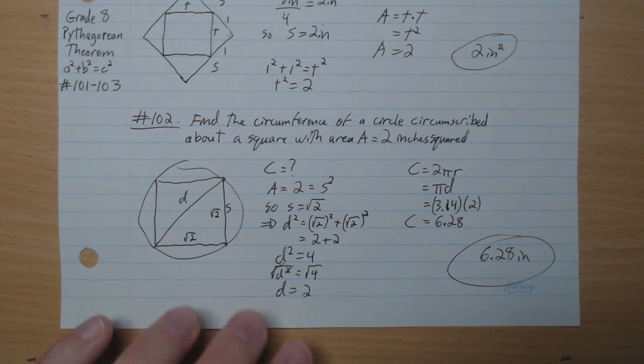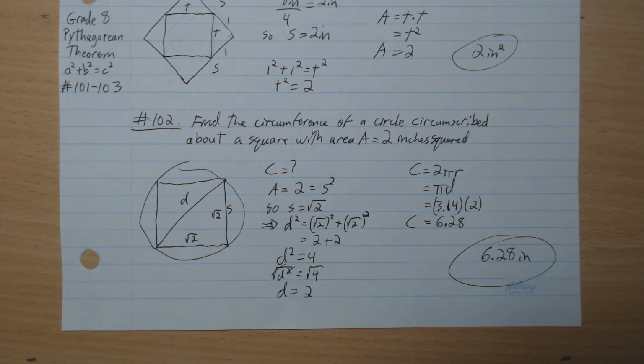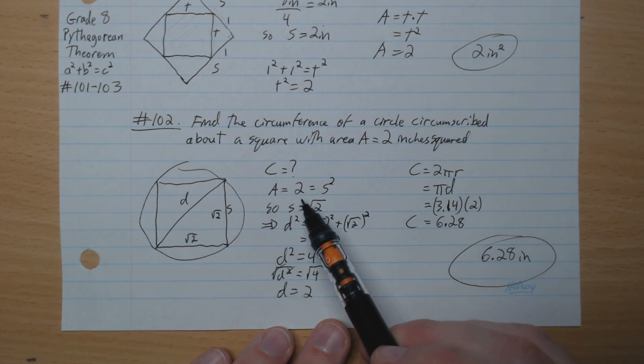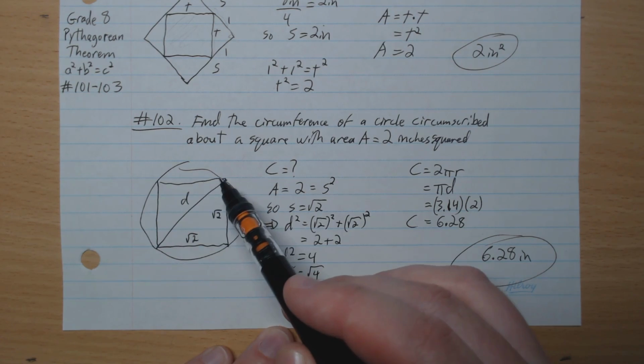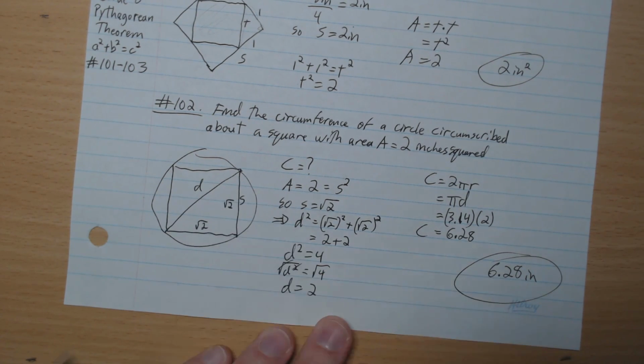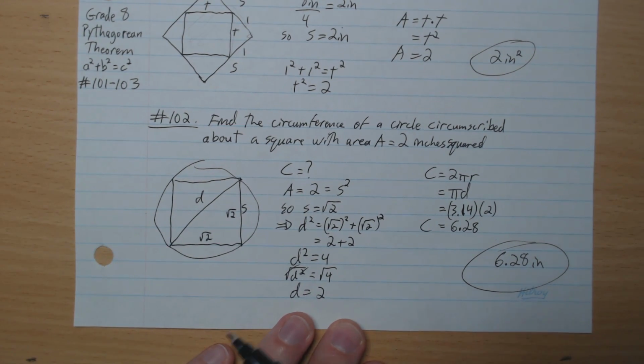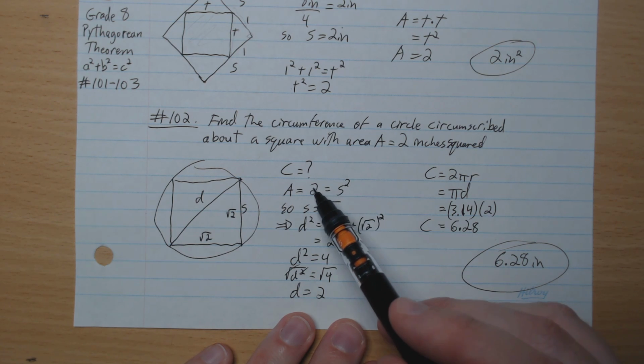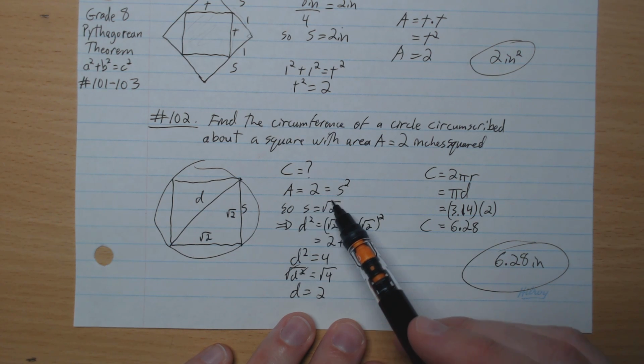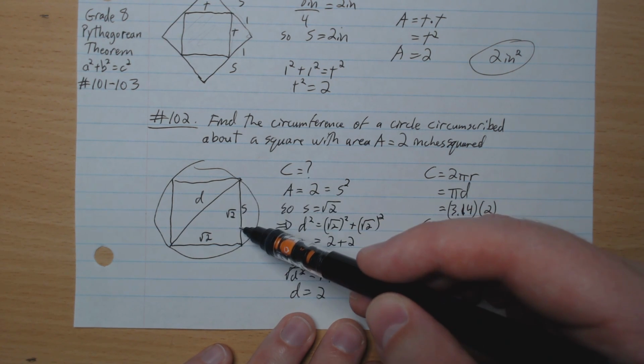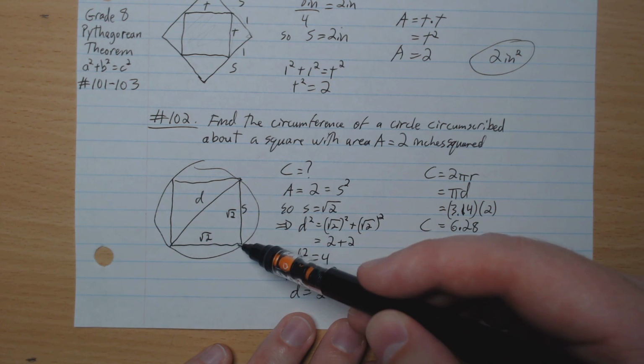Number 102. Find the circumference of a circle circumscribed about a square with area A equals 2 inches squared. So we're looking for the circumference. Now the area here is 2, which is the same as S times S. This here is 2. And so we're going to square root both sides to get S equals root 2. So this here is root 2, and this here is root 2.